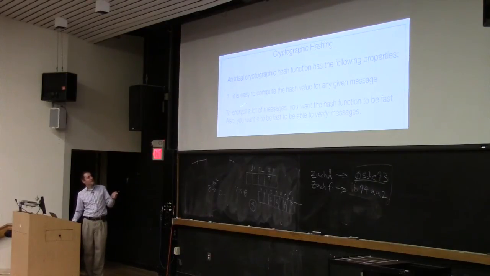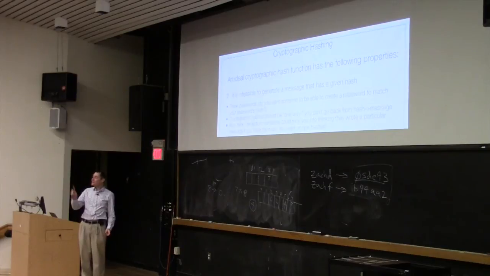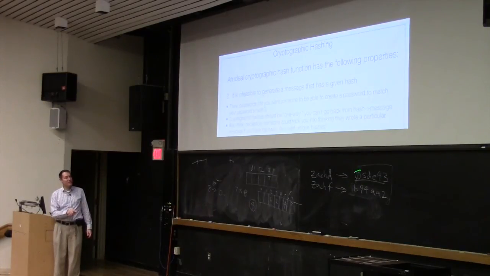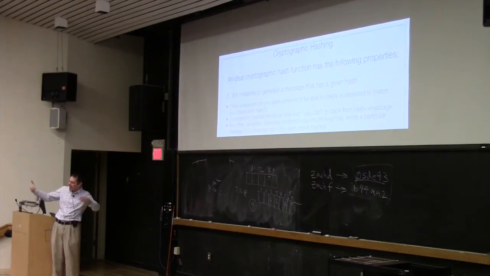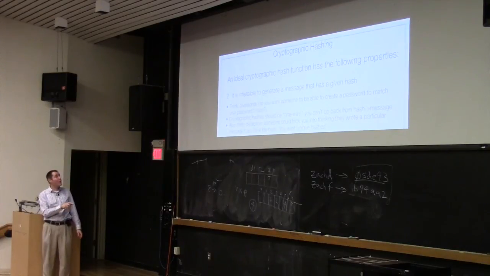Quickly, we already talked about this. It's easy to compute the hash value. If you want to compute a lot of messages, you better be able to do it fast. Check, that's number one. Number two, it is infeasible to generate a message that has a given hash. That's the point of password hashing. Given this hash, you do not want to get that or any password that makes that. By the way, if you do happen to have two passwords that hash to the same value, you can use either one to log in, right? Because they both hash to the same value, which is hard. But you don't want to do that. You want your password hashes to be as unique as possible. Cryptographic hashes should be one way. You can't go backwards.